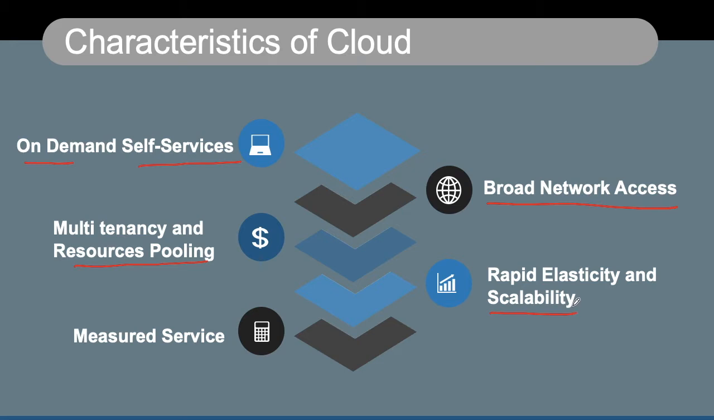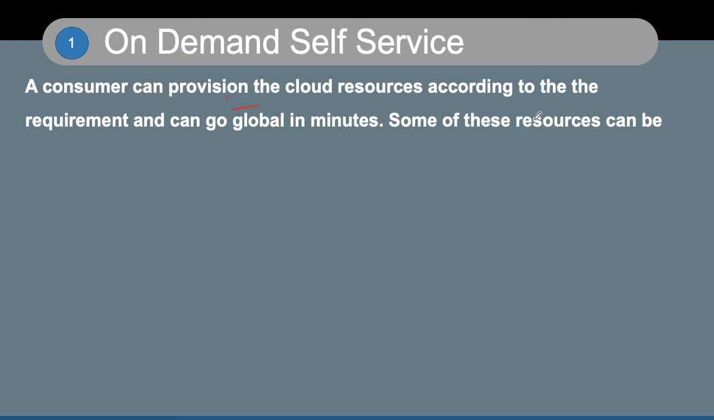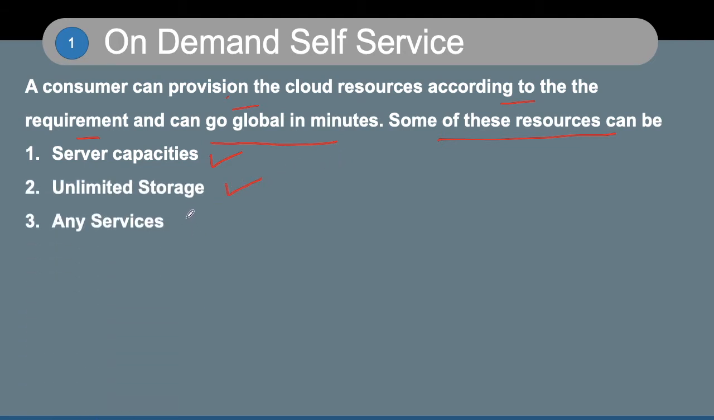So let's move forward and understand all these characteristics and the different aspects we need to consider. On-demand self-service: a consumer can provision the cloud resources according to the requirement and can go global in minutes. Some of these resources can be server capacity, unlimited storage, any software as a service, auto scaling and load balancing. You can scale up and scale down and balance the load between different virtual machines.